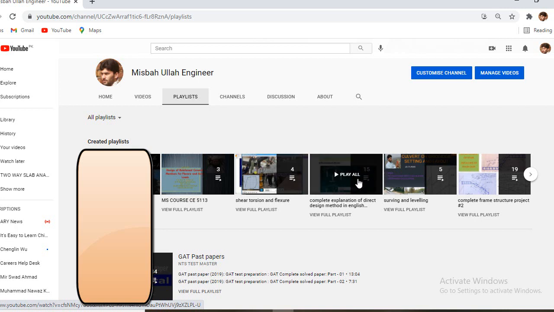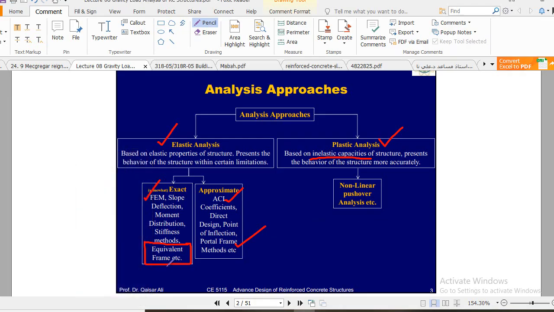In total there are 15 lectures which completely explain the direct design method, whether it is beam supported slabs or flat plate or flat slab systems. So a complete set of definitions and examples are covered. I will cover the same example here, but before I go to the equivalent frame method, I recommend you to please watch those lecture series.